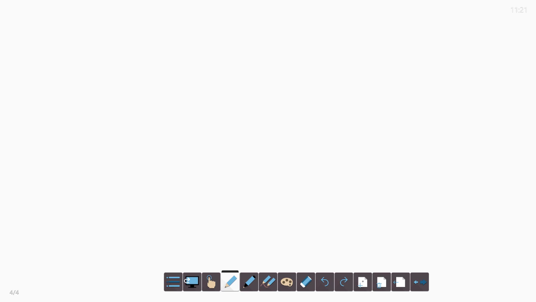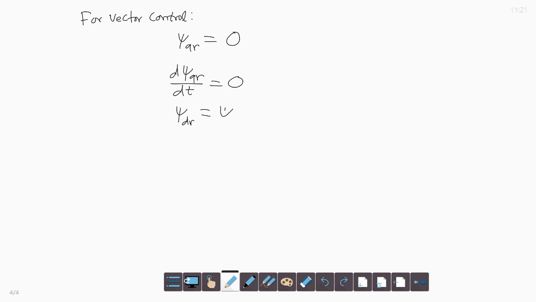So, for vector control, what is required? For vector control, it is essential that psi QR, the q axis flux, must be 0, its derivative d psi QR by dt has to be 0 also, and the d axis flux psi dr is the total rotor flux psi r. This is essential for vector control and this is equation number 4.